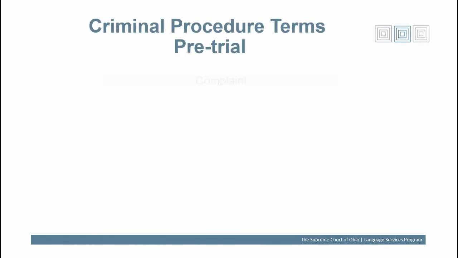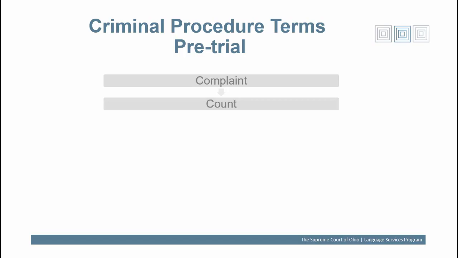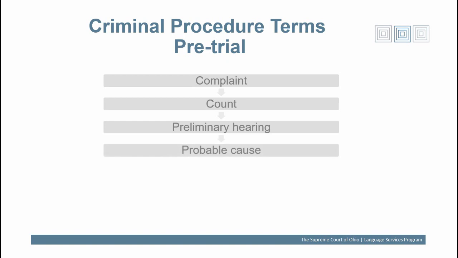A complaint is a legal document that usually starts a criminal case. A count is each separate charge or statement in a criminal case. Preliminary hearing. The hearing available to a person charged with a felony to determine if there is enough evidence for trial. Probable cause. A good reason to believe that a crime has been committed.